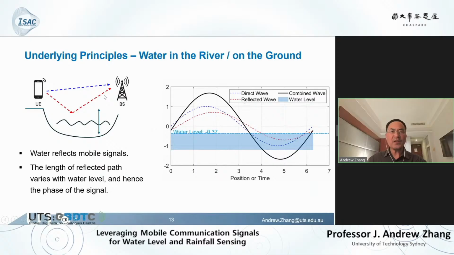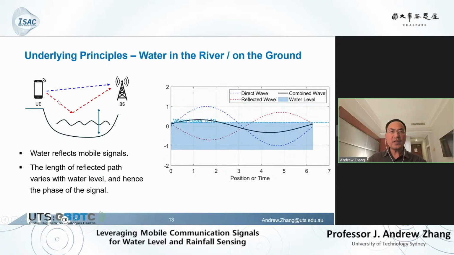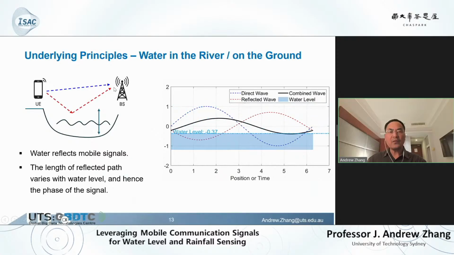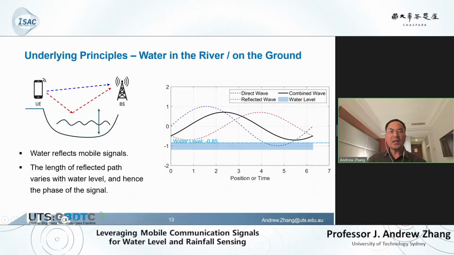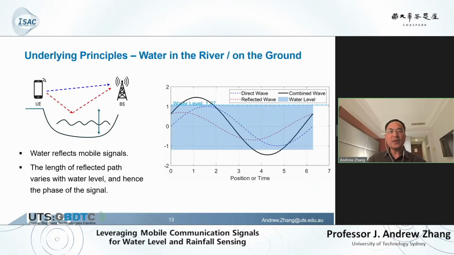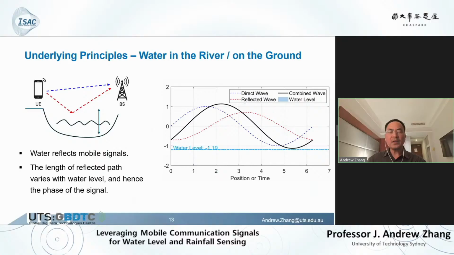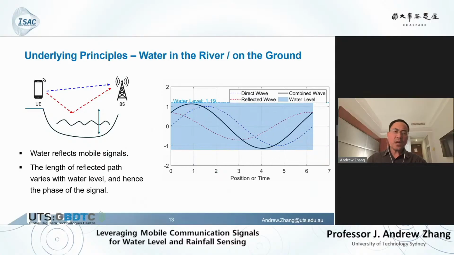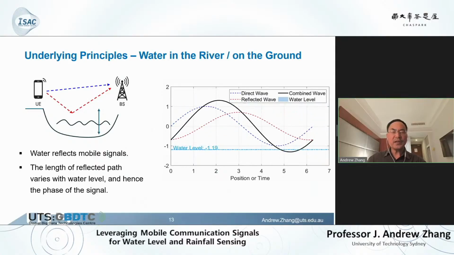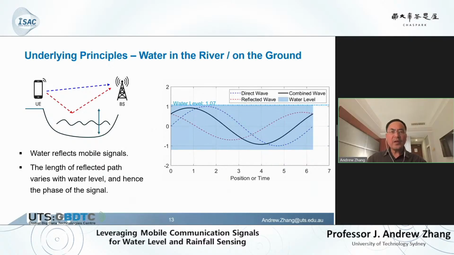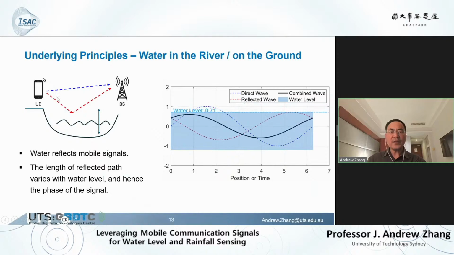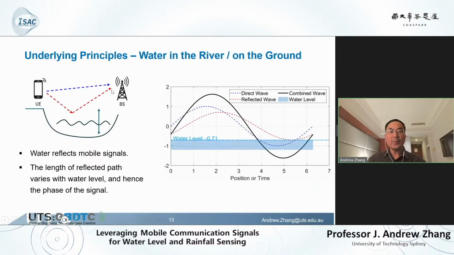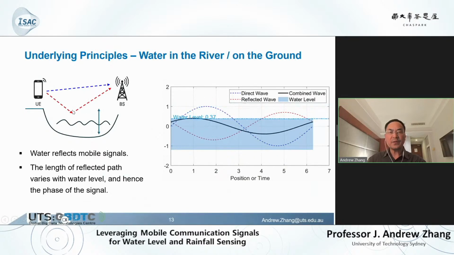There will be multiple changes. For example, the propagation delay will change, as well as the angle of arrival. But these two variations are very hard to detect because their variation is very small, right? I will show you one example shortly. So what can we actually detect? We can detect the phase variation caused by the propagation path length change, right?